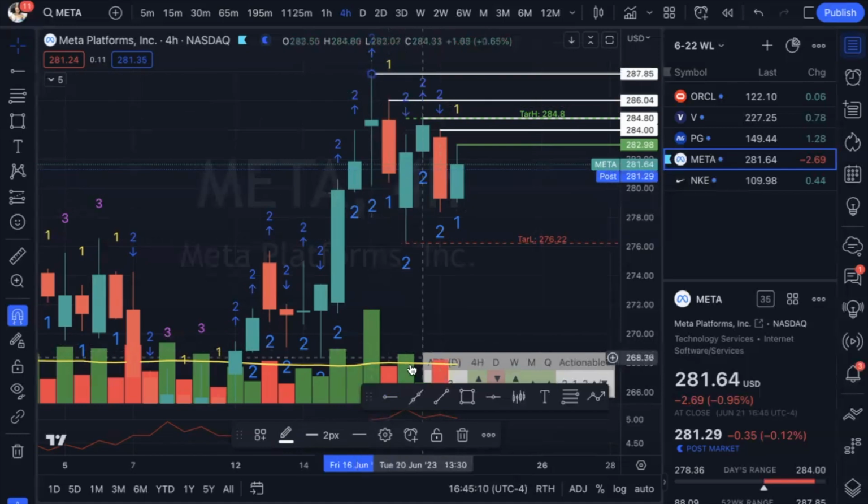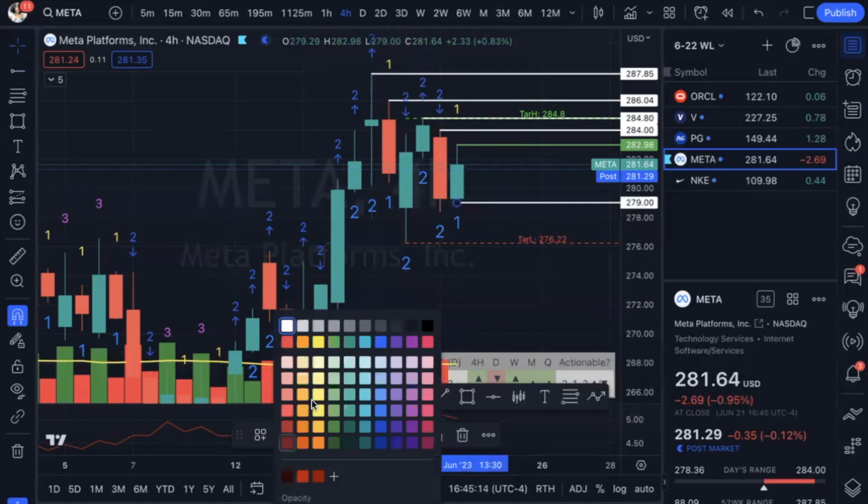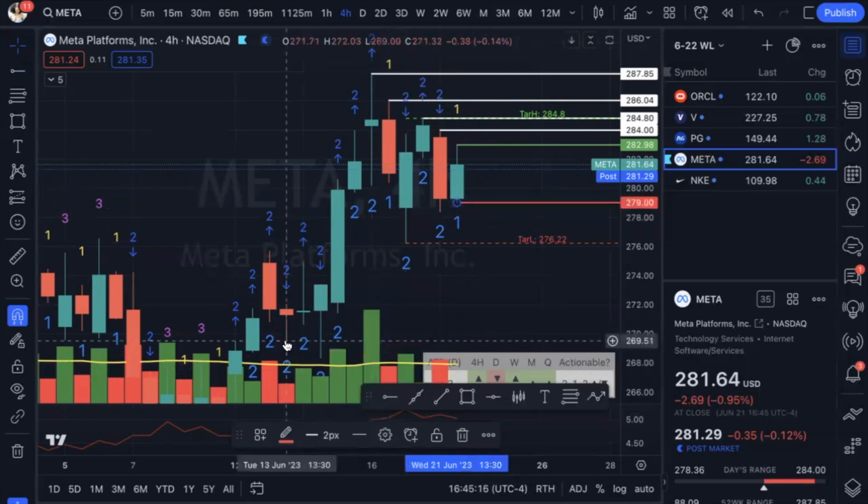So now we're going to map out our targets to the downside. This would be my entry. I'll put it in red so we can identify which is which. This would be my entry to the downside. So if we break below 279, then that would be where I would consider whether or not I want to get into puts.